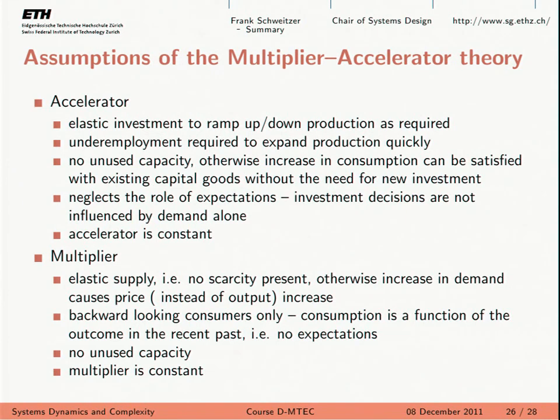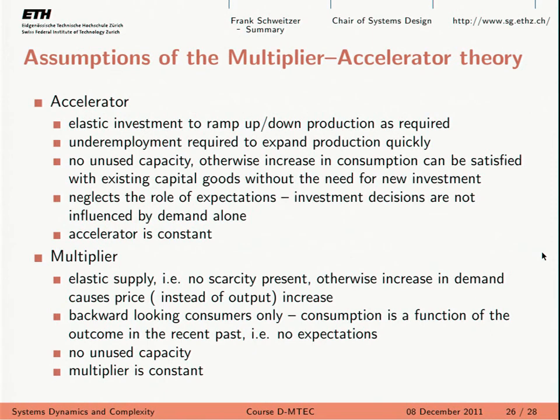Furthermore, the accelerator assumes underemployment. Why? Because if you need to increase production rapidly, you need to be able to hire people at ease. So there must be some unemployed people just waiting for you to hire them if you want to increase production. Right? If there are no unemployed people available, you won't be able to increase production. Yet, the accelerator concept by itself requires this in order for it to work.